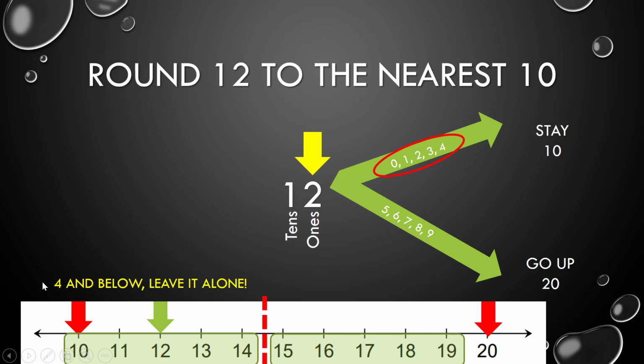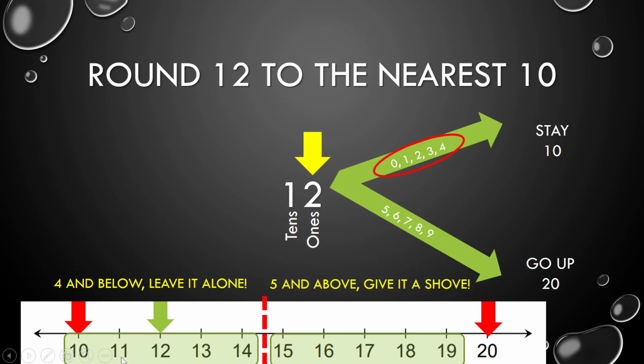As you can see here, we have this cute little saying, 4 and below, leave it alone, 5 and above, give it a shove. They're similar but different rhymes that you might have learned when you were learning rounding rules. It doesn't really matter as long as you remember them. So again, 4 and below, leave it alone. So the 1 digit here in the tens place would stay a 1.